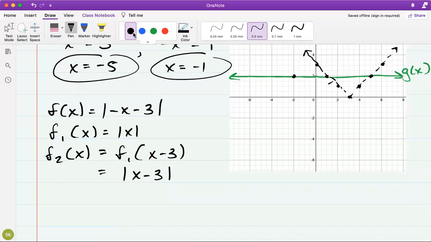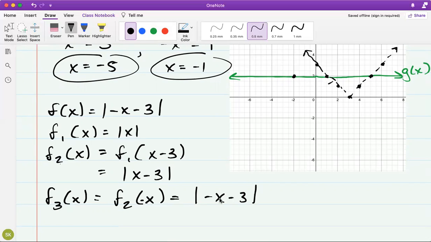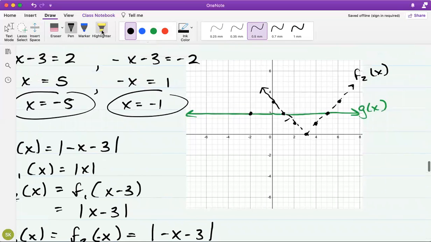In order to get that negative, we define a new function, f3 of x, where we take f2 of x and we plug in a negative x. And if we do that, we get negative x minus 3. And remember, if we plug in a negative x, we flip it with respect to the y-axis. So that's what we're going to do with this function. I'm going to put it in blue. So this point, let me erase this one here because I don't want that one to confuse us.